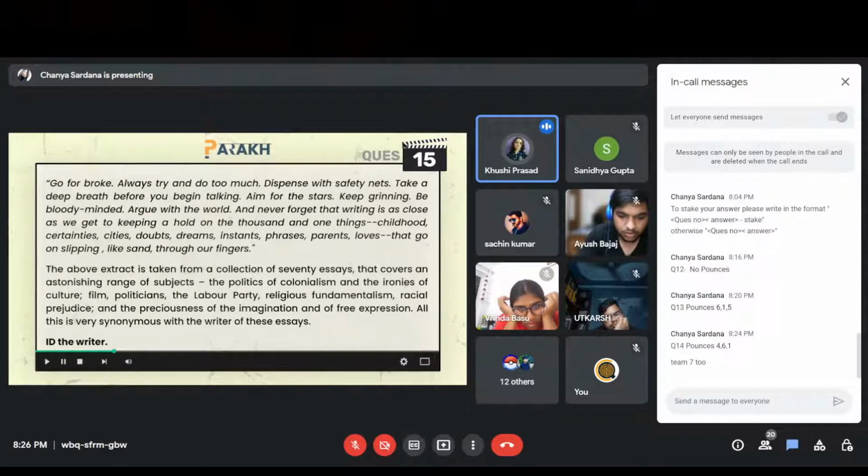The above extract is taken from a collection of 70 essays that covers an astonishing range of subjects: the politics of colonialism and the ironies of culture, film, politicians, the Labour Party, religious fundamentalism, racial prejudice, and the preciousness of the imagination and of free expression. All this is synonymous with the writer of these essays. Identify the writer. Direct for Team 1 and the pounce window is open.